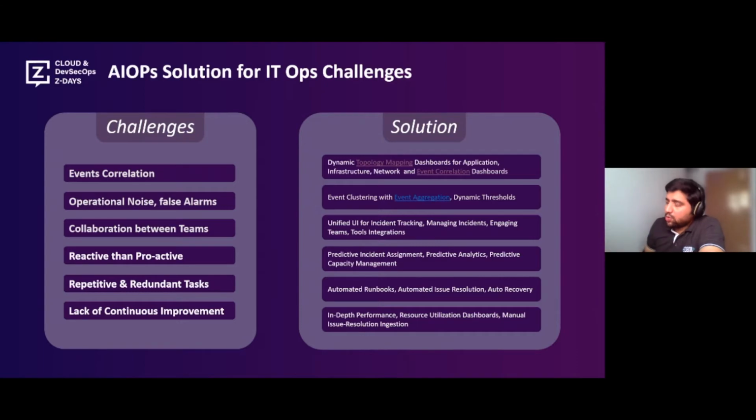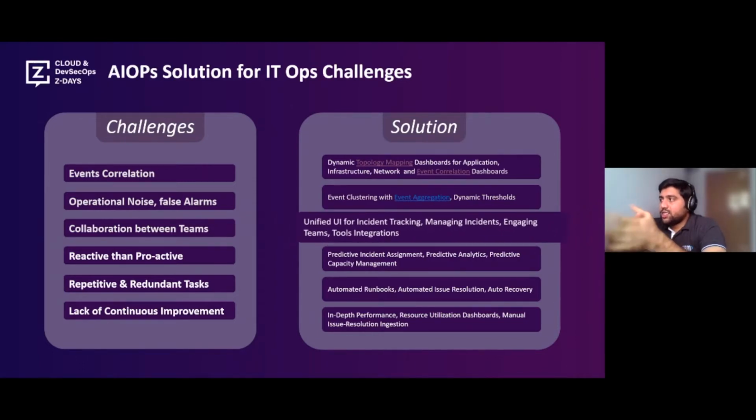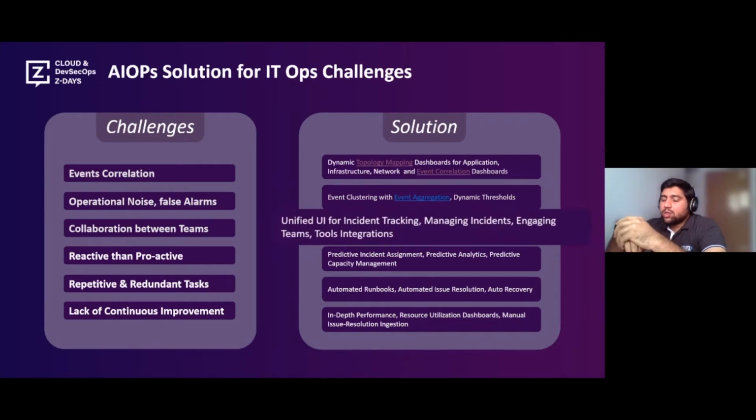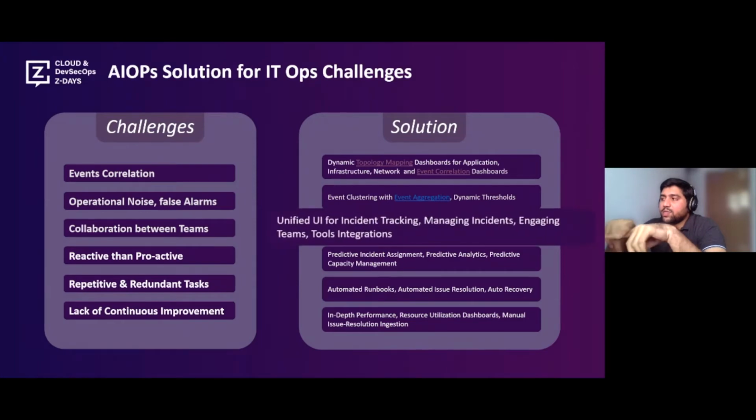And to overcome the challenge of collaboration between the teams, we can effectively utilize all this data and put it in a unified UI, where tracking or managing the event or incident, engaging the different teams and integrating between the tools, everything can be done from a single UI, so that all the data required by ops to triage or work on an event or incident can be represented from a single unified UI.